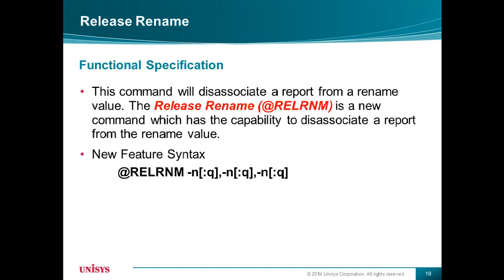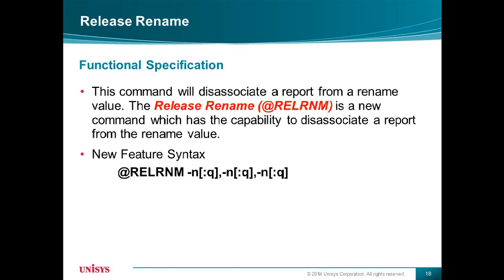The next feature is the rel rename. The rel rename command will disassociate a report, the results report, from a rename value and put it back to the free pool. What does this mean? Once we can create -1 to -16 results reports, those reports will be used in the run statement, and once we are done using them, we can delete them in the same run script, and then use them for a different purpose at a later point of time down the line.